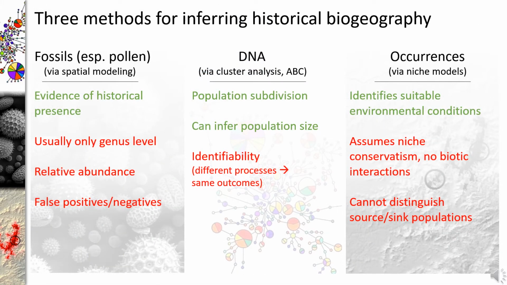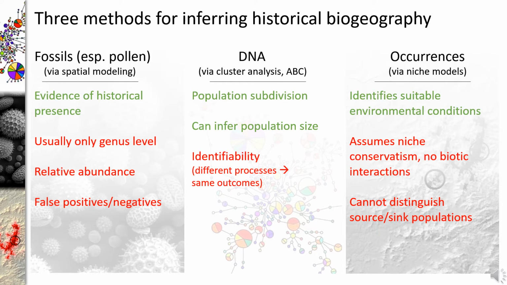To that end, biogeographers have primarily used three different types of evidence and respective ways of analysis to infer the history of Earth's species. The earliest type of evidence used was fossils, and I'm going to focus specifically on pollen because later we'll be talking about trees. Fossils provide us evidence of historical presence. That's the strength of this type of data. Unfortunately, fossils and pollen can usually only be resolved to the level of a genus. Likewise, it only gives us relative abundance, not absolute abundance, and because pollen can distribute itself much more widely than adult trees can, in some cases you'll have false positives, but in other cases you might have lack of deposition even though the species was present in the surrounding area.